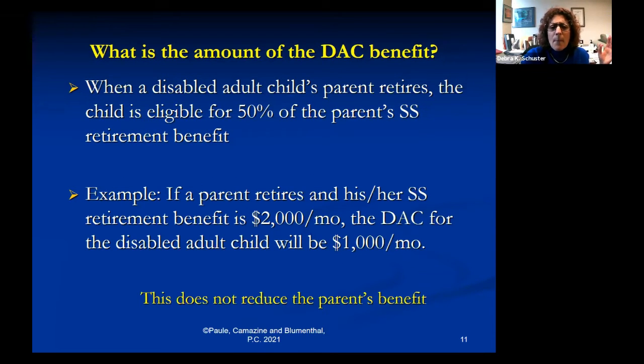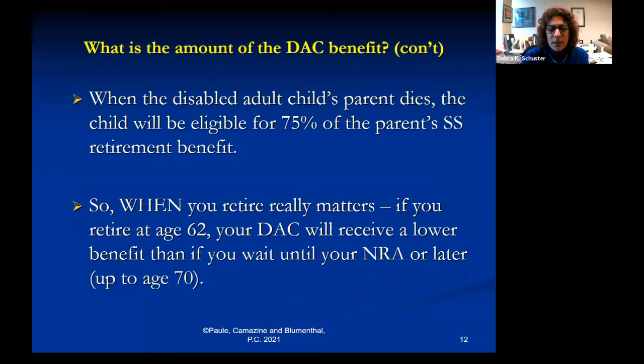So what is the amount of this disabled child benefit? When the adult child's parent retires, the child is eligible for 50% of the parent's Social Security retirement benefit. So if a parent retires and his or her Social Security retirement benefit is $2,000 a month, the disabled adult child benefit for the disabled adult child will be $1,000 per month. And this does not reduce the parent's benefit. This is really a tremendous benefit.